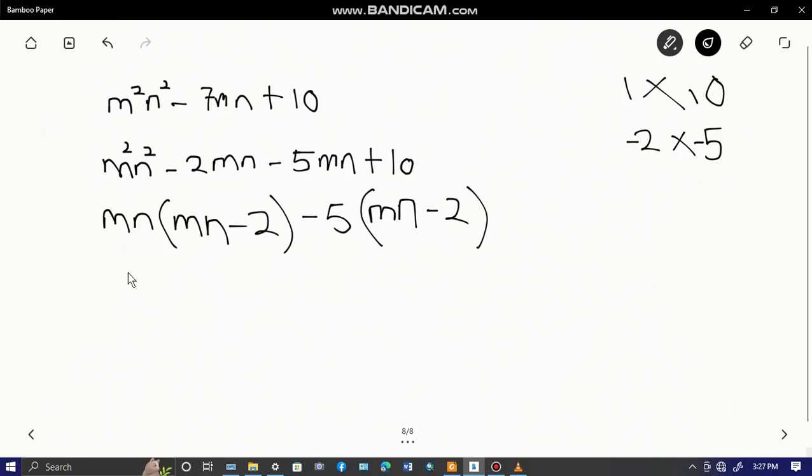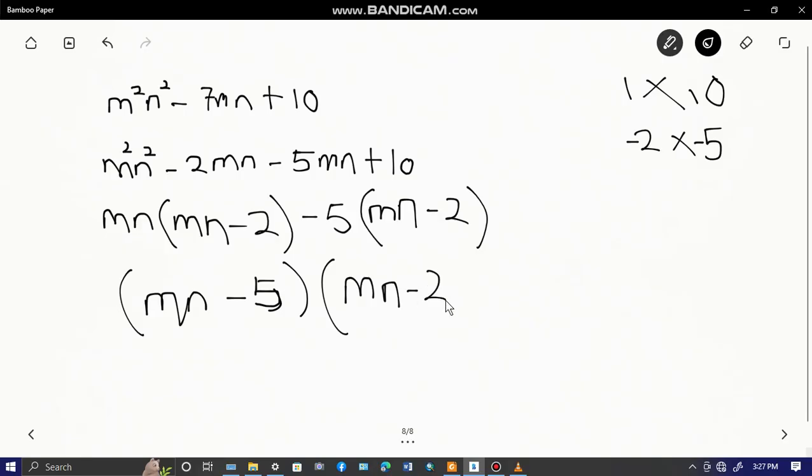And then we can finalize by having mn minus 5 in brackets, and then another bracket which should contain mn minus 2.